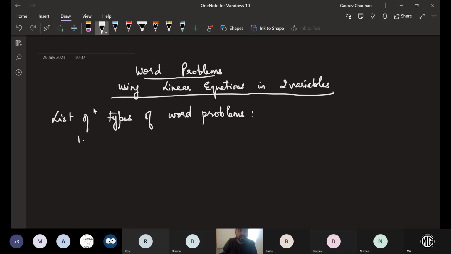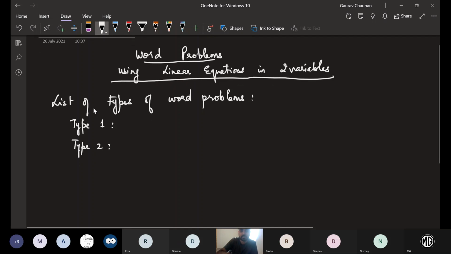The first is a very basic, simple type of linear equation. Let's write like this: type 1, type 2, type 3. We will make a list. Write type 1: cost of 2 items.